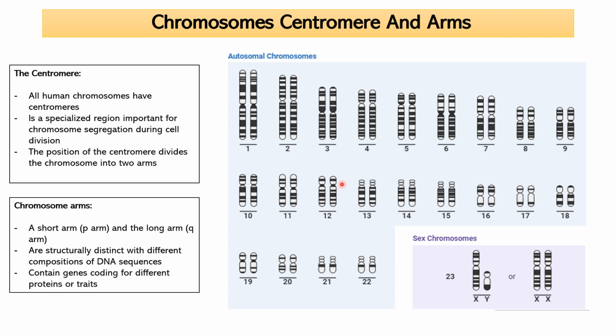These two segments or these two arms will be structurally distinct, and also they will carry different DNA sequences, and therefore they are carrying different genes that are expressing different proteins. And that's true also for the sex chromosomes, as they have centromeres, and also they have the P arm and the Q arm.